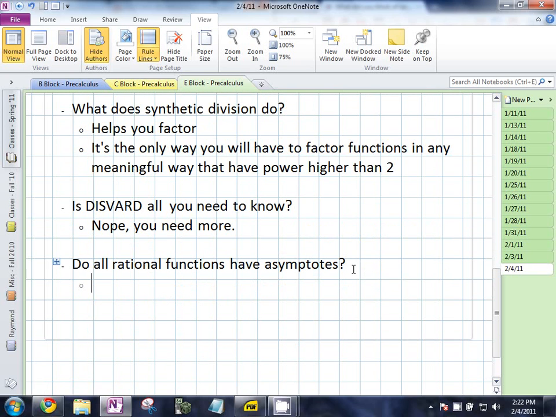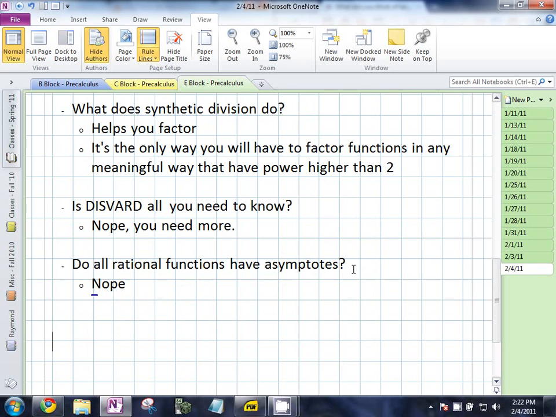Do all rational functions have asymptotes? What do you think? Nope. They don't have to. What is an asymptote? If you watch the video, I drew it out. The dotted line. So you did know what it was. To have an asymptote, it has to have, in its fully simplified form, a variable in the denominator, so that you can't plug in some value. Yes, that's correct.